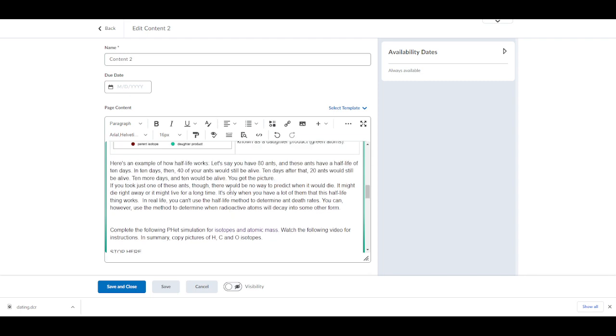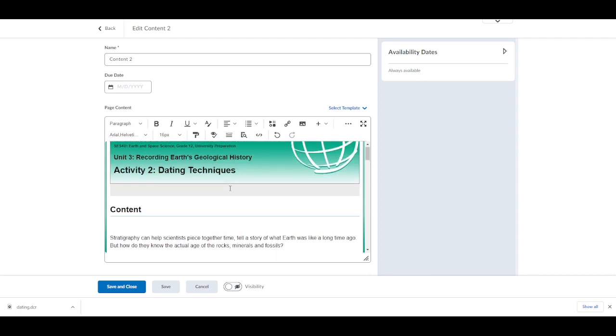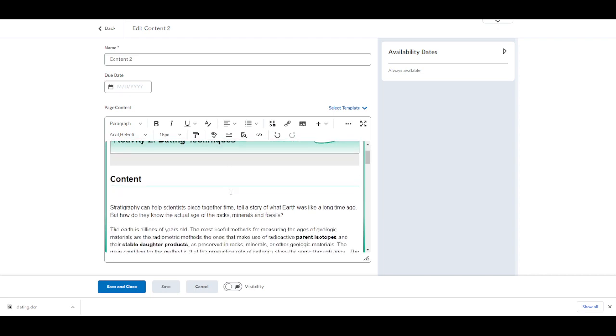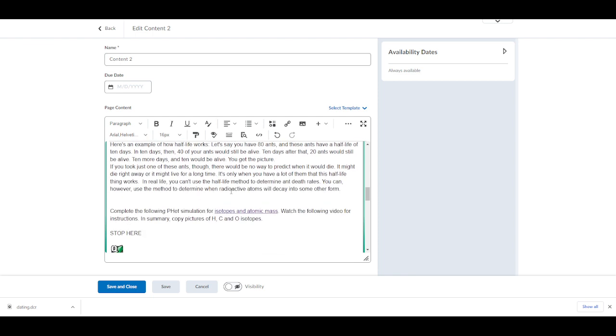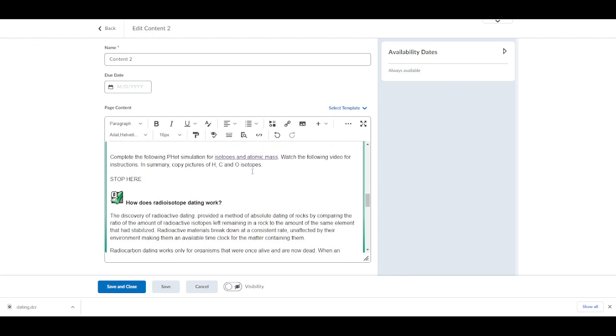This is content 2. Just scroll up just so that the dating techniques, activity 2, and I ask you to make some notes and then go into just practicing what these isotopes really truly mean. You really want to visualize that, have a really good picture of that, and it'll just help you better understand the whole dating thing.